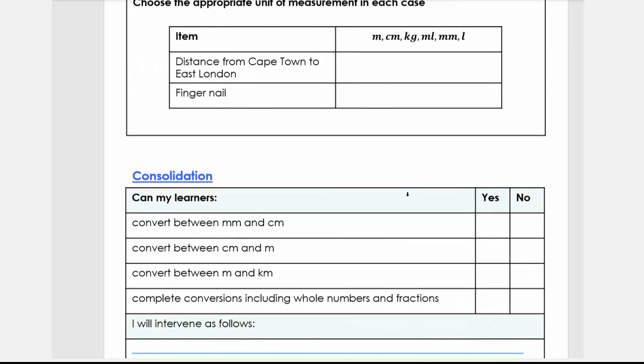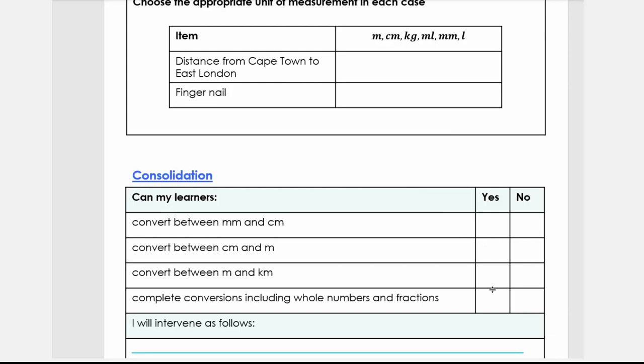And then we come to the consolidation. If you've got a lot of yeses, you carry on with the next lesson. If you've got some no's, you need to revise certain questions or contact us at SA Teacher.